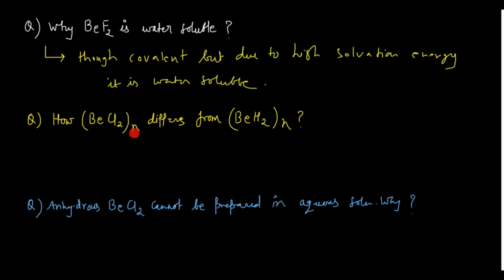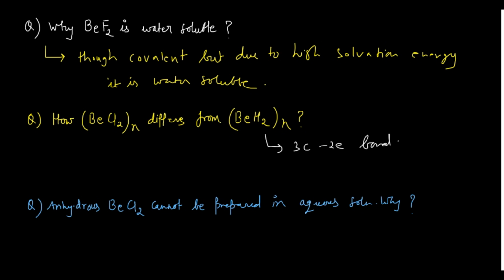So the next question is how BeCl2 differs from BeH2. See, both actually have the three-centered bond. Please remember, both have the three-centered bond, and they look quite similar, but they are different. So if you remember, in case of BeH2 I was having a three-centered 2-electron bond.